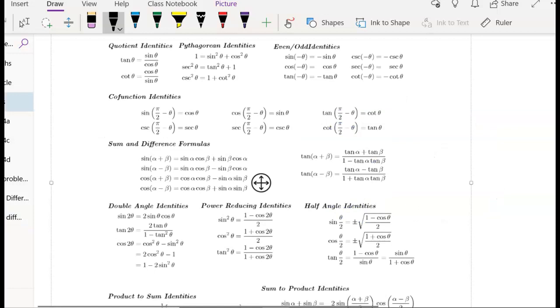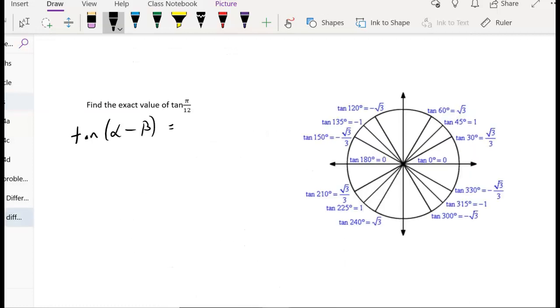Let me look one more time. The tangent of alpha plus the tangent of beta over 1 minus their product. So the tangent of alpha minus beta is going to equal the tangent of alpha minus tangent of beta over 1 plus their product.